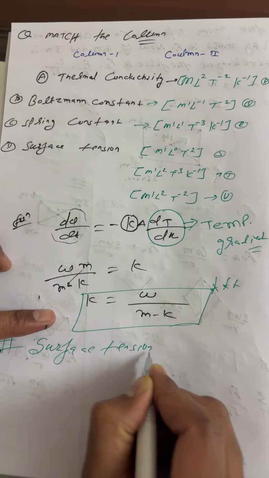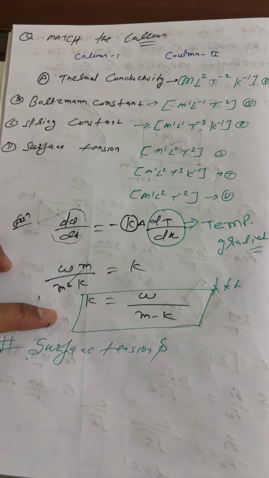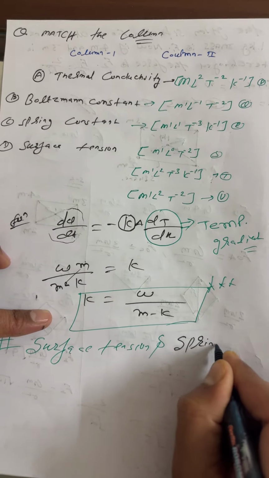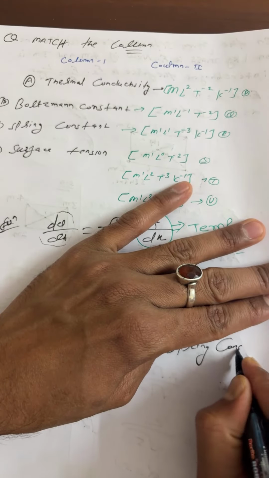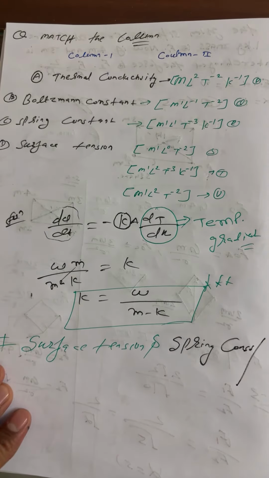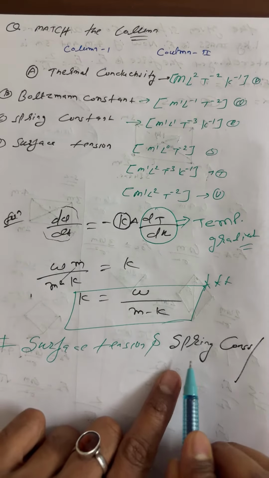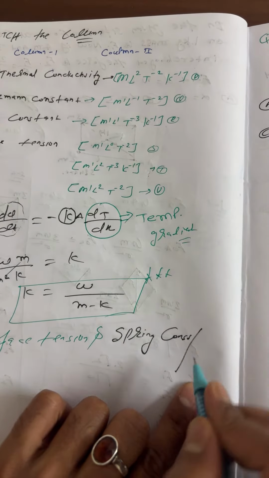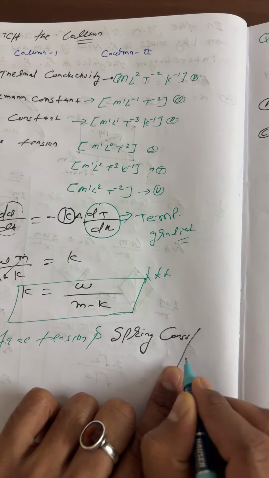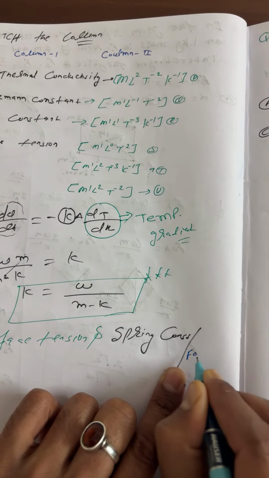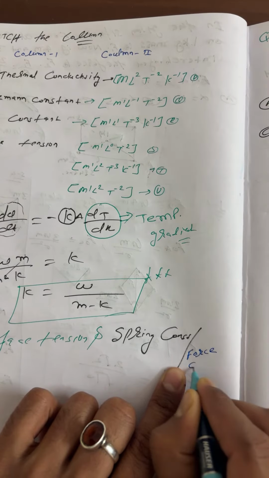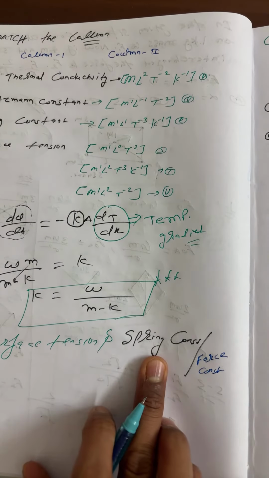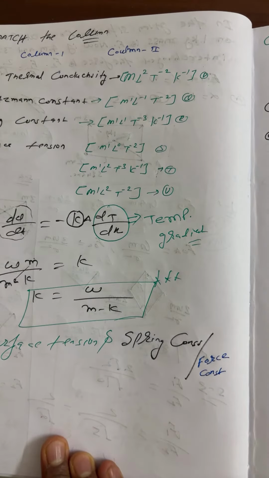Surface tension and spring constant. Rarely will they ask spring constant, because spring constant is usually called force constant, the same thing, in the next concept. You can say this is also known as the force constant. So what is the unit of surface tension? The same unit as spring constant or force constant.